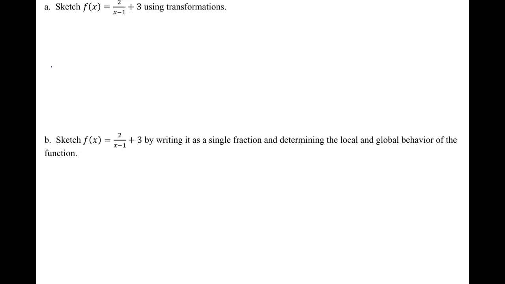So this example, we could definitely do with just transformation. So we'll look at that way first, and then we will look at the new way that we're going to approach these, which is basically using local and global behavior. With this very first example, we would think of starting with the parent function, y equals 1 over x. So that looks like this kind of swoosh in quadrant 1 and 3, and it has a vertical asymptote at x equals 0 that lays right on the y-axis, and a horizontal asymptote at y equals 0 that lies right along the x-axis.